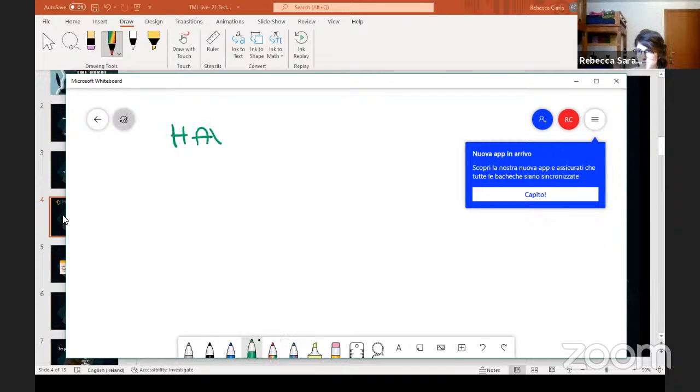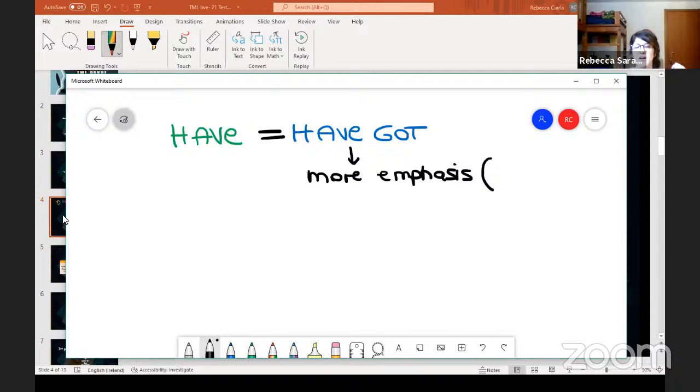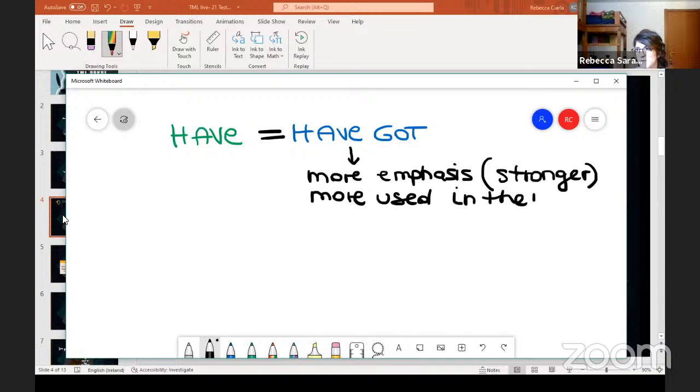Have and have got. All right. Usually they are the same, but have got has more emphasis, which means that it's stronger. And it's more used in the UK, let's say, than, for example, the US. So this is the first difference, but in all these, they have the same meaning.